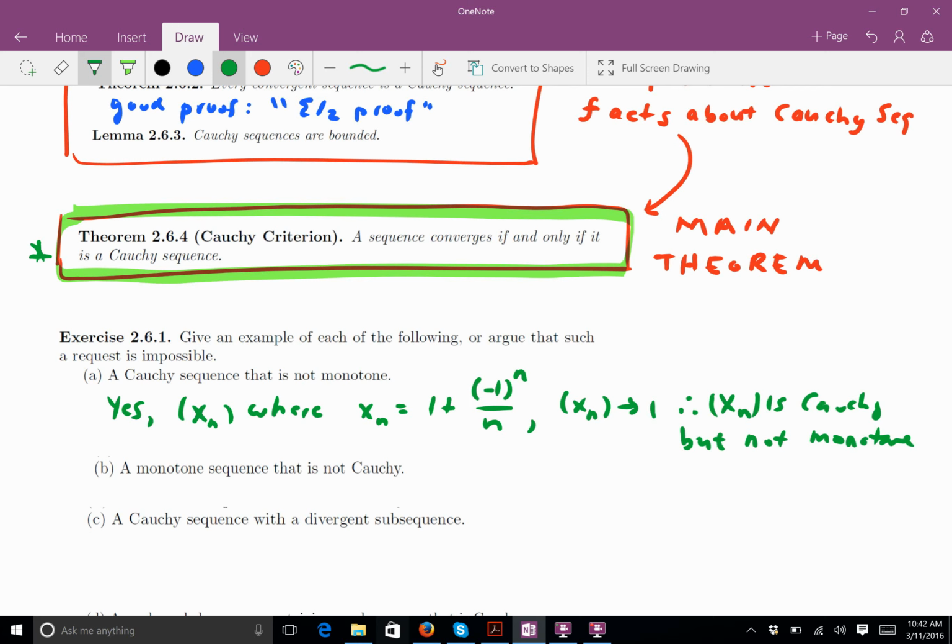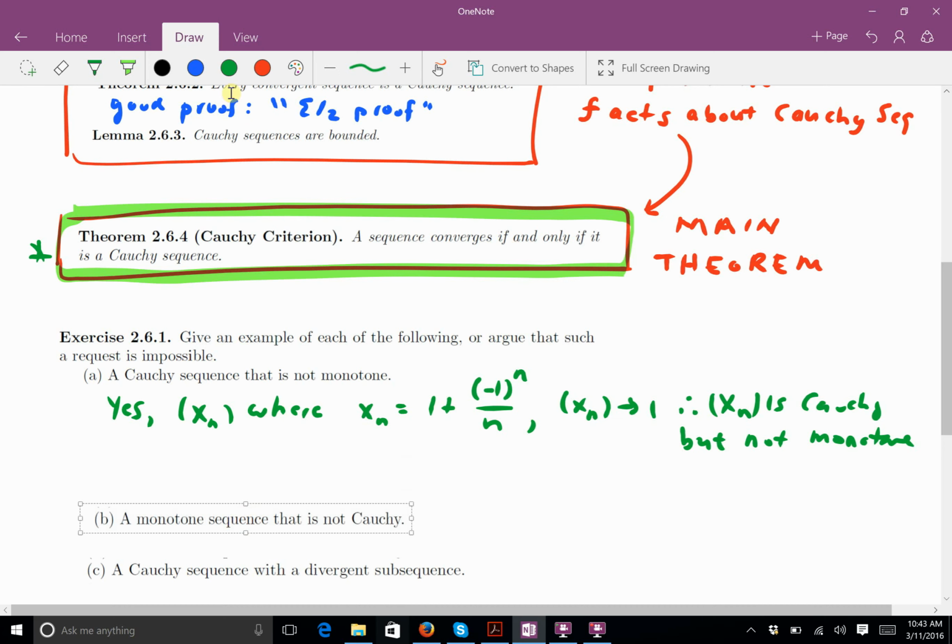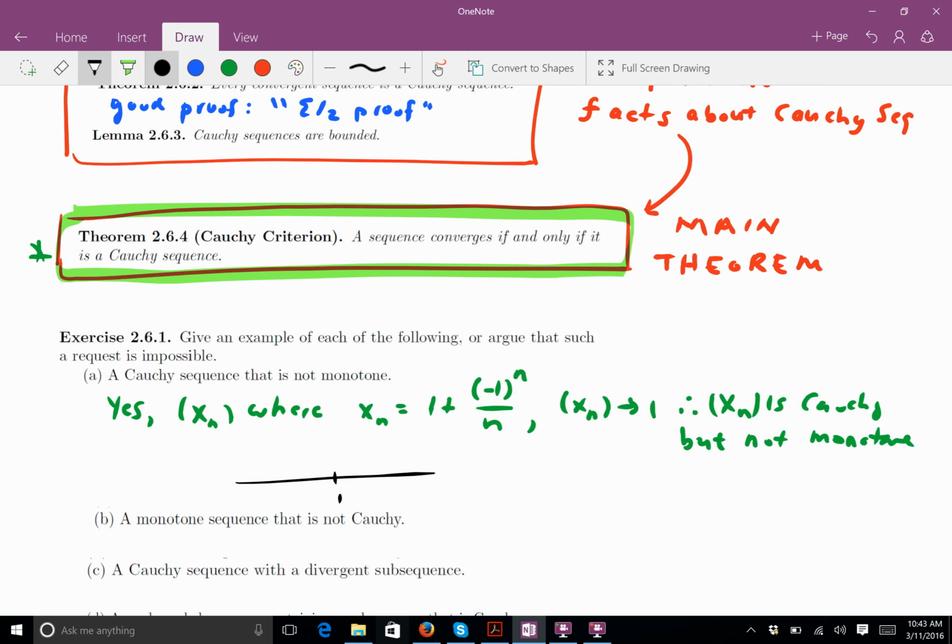Because this sequence, if we look at it, let's just sketch it out really quick here. You know, x1 looks like 0, so the sequence looks like this. Here's 1. This is x1, right? Because it's 1 plus (-1) to the first, which is -1/1. That's 0. x2 is 1.5. Here's x2. Then x3 is on this side because it's 1 minus 1/3, or 2/3.